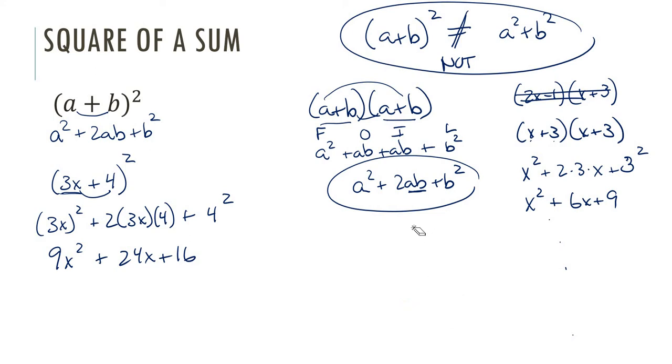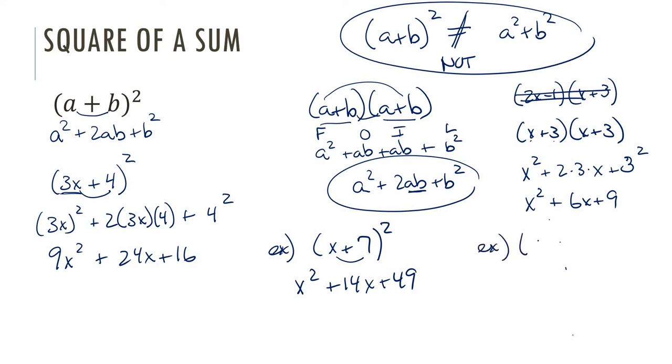Let's try another one and try and knock out the in-between step. Let's do (x plus 7) squared. So square the first term, multiply these together and multiply by 2, square the last term. That's as quick and easy as it is. Try this one on your own. We'll do (3x plus 1) squared. Alright, pause for a moment and see if you can do it.